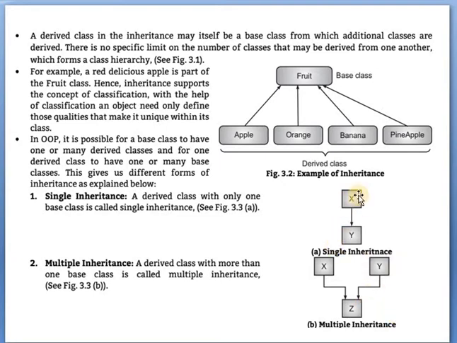See the difference between these. Single inheritance has a single base class and a single derived class. In the next type, multiple inheritance, there is more than one base class, that is X and Y, and a derived class.